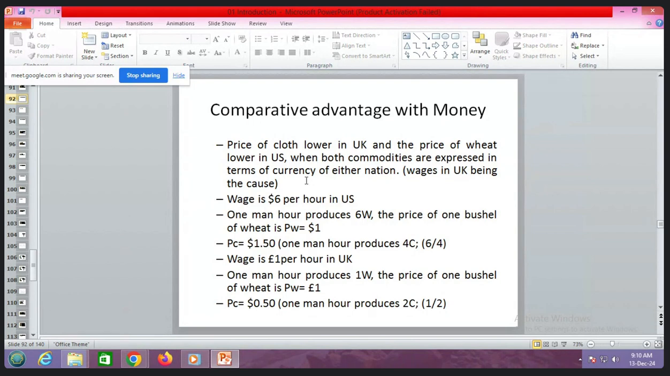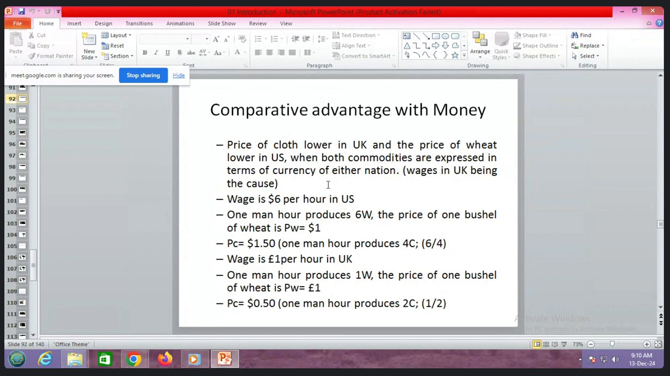Since you have now got a hold of what we are trying to understand, I'll just explain what we are trying to get through the comparative advantage with money. So we are trying to show that in terms of commodity production, the UK economy or UK nation is inefficient in production of both wheat as well as cloth. But when it comes to expressing the commodities in terms of currency of either nation, then we find that the price of cloth is lower in UK and the price of wheat is lower in US.